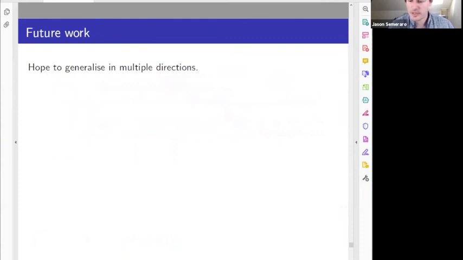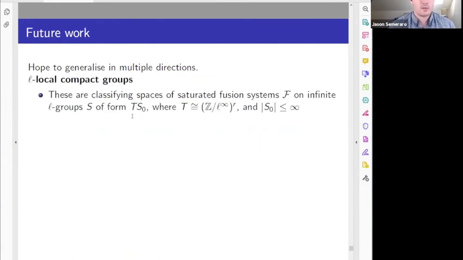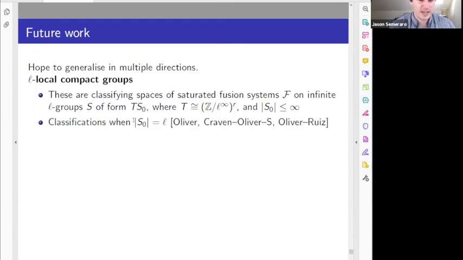Okay, so I'm almost finished. I just wanted to talk about some future directions that we hope to go in. One direction, which we talked about yesterday after Rada's talk, was this theory of L local compact groups. These are classifying spaces of saturated fusion systems on infinite L groups of the form TS0, where T is a rank R discrete p-toral group, and S0 is some finite group. So these are just finite extensions of these things. And we have classifications in a number of cases.